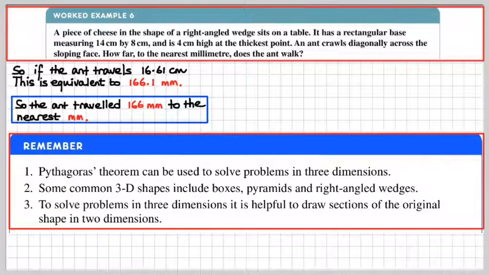Here's the remember. In Pythagoras' theorem, we can use this in three-dimensional situations, which we've just been doing. Some 3D shapes include boxes, which we did use, pyramids, which we didn't use today, and right-angle wedges, which we did use. And to solve problems in 3 dimensions, this is the crucial bit, it's very helpful to draw sections of the original shape in 2 dimensions to untangle our thinking and clarify what we need to do. Okay? Yes, that's it. That's the secret, that number 3. And you're a star, and huzzah!